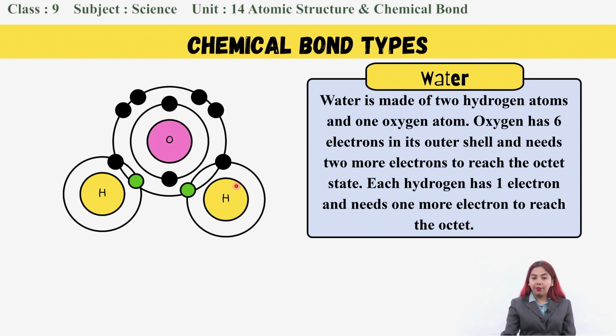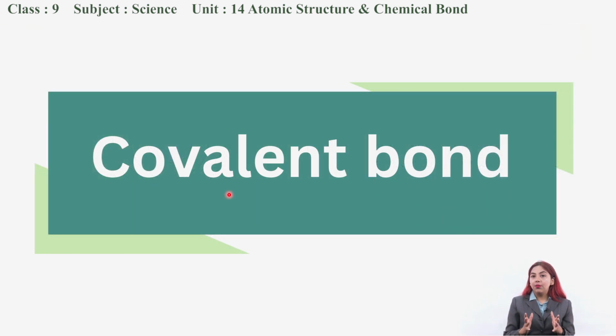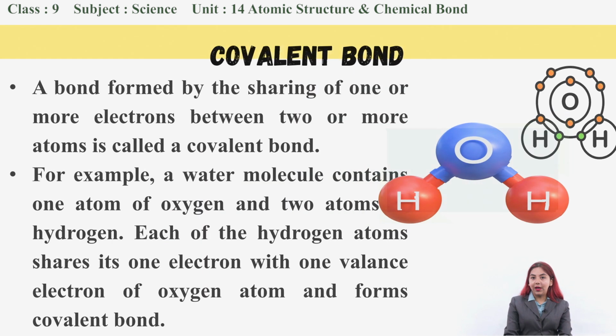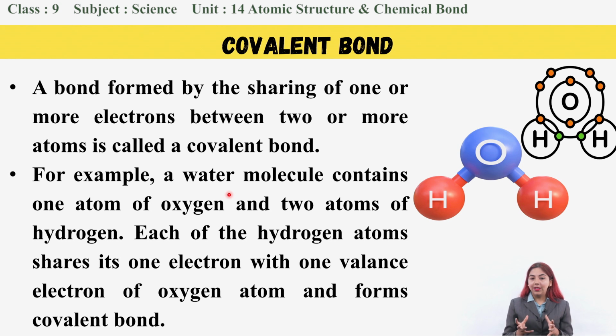And in this type of bond, there is no transfer of electrons, but there is sharing of electrons present in the outermost orbit. The type of bond that is formed by sharing of electrons in the outermost orbit of the atoms of an element is known as covalent bond. We will study covalent bond in detail in today's class. So let us define covalent bond. Covalent bond is a bond that is formed by sharing one or more electrons between two or more than two atoms. That type of bond is called a covalent bond.